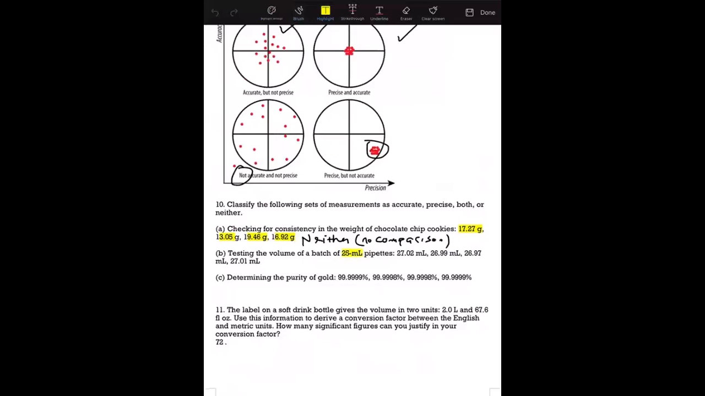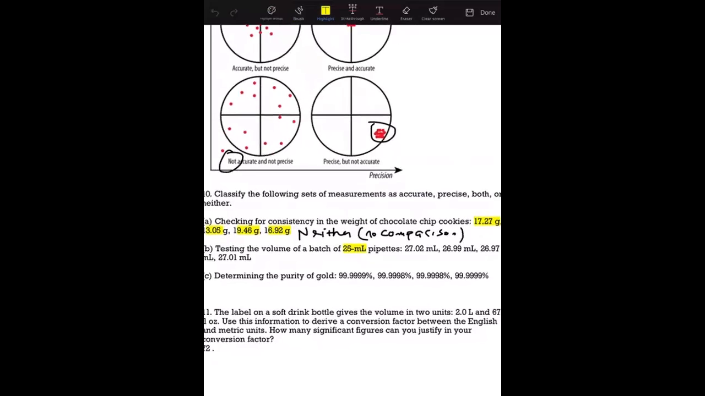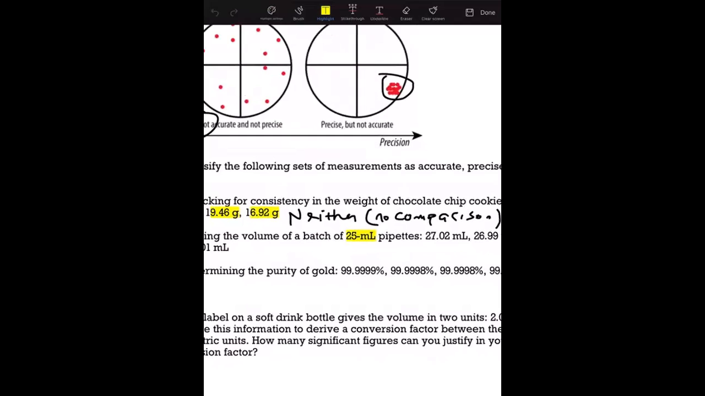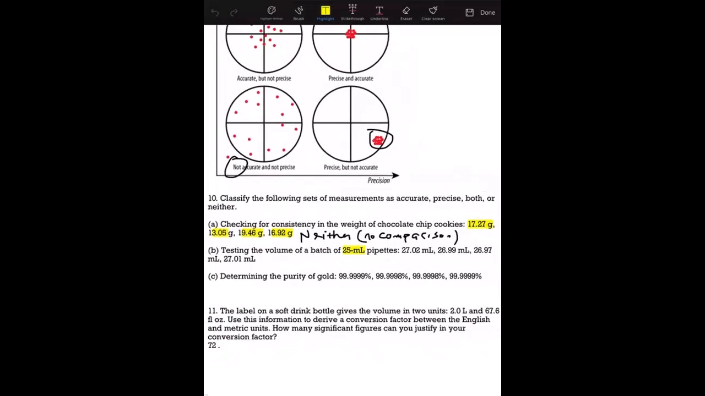What do you think? It's only 2 milliliters off, so it's not a huge gap between the standard and my measurements, but those numbers are also very close to each other. Is that right? 27.02, 26.99, 26.97, and 27.01. What do you think? Precise, accurate, both, neither? I say both. Both. Good.